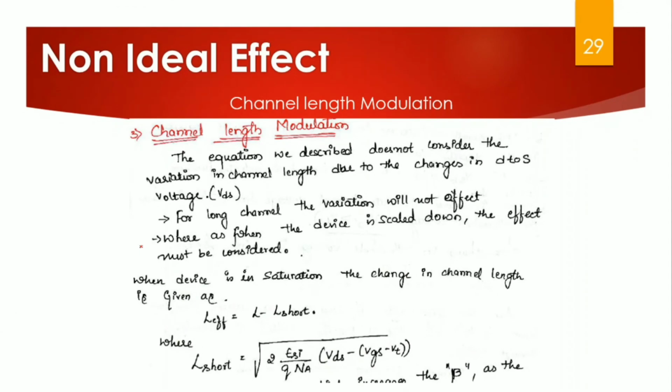Next is channel length modulation. Let me assume that you have an N-type MOSFET and it is in the saturation region. As it is in the saturation region, you will have channel pinch off. If this is the channel, you can say this region is pinched off. At this time, what will be the depletion region? You will have a depletion region like this.